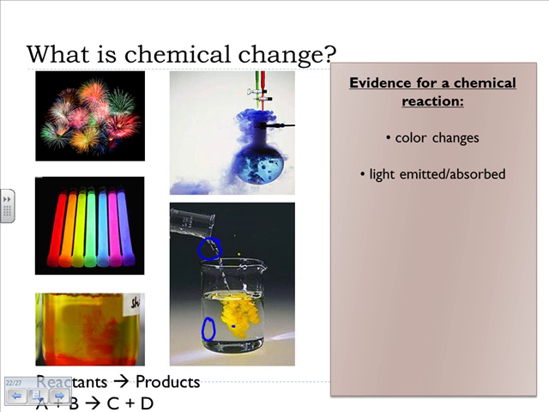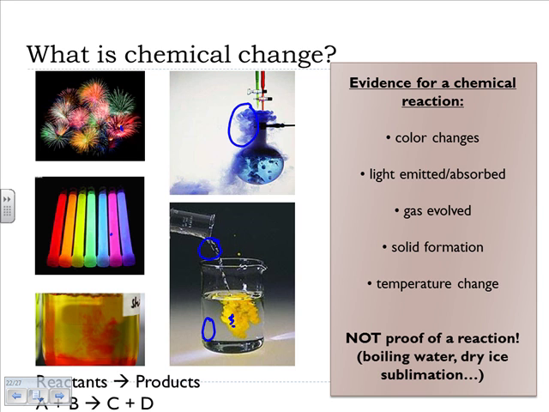Light might get emitted or absorbed. The glow stick is emitting light. Fireworks are giving off light. Gas might be evolved, right? You might see something that's steam-like or gas-like coming out of your solutions and out of your reactions. Solids might form. That's what this yellow stuff is in the beaker. The temperature might change. You might notice that a reaction gets hotter or colder.